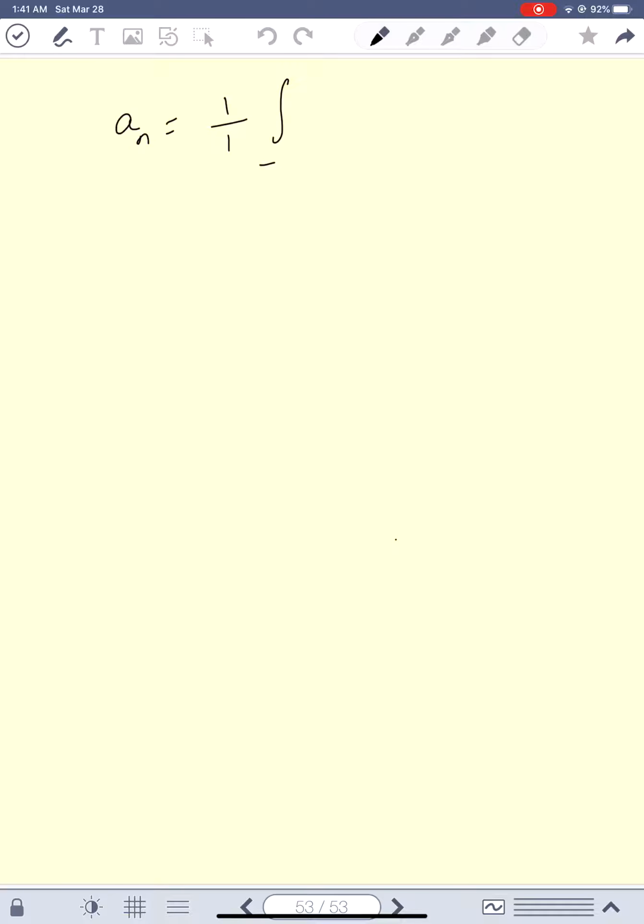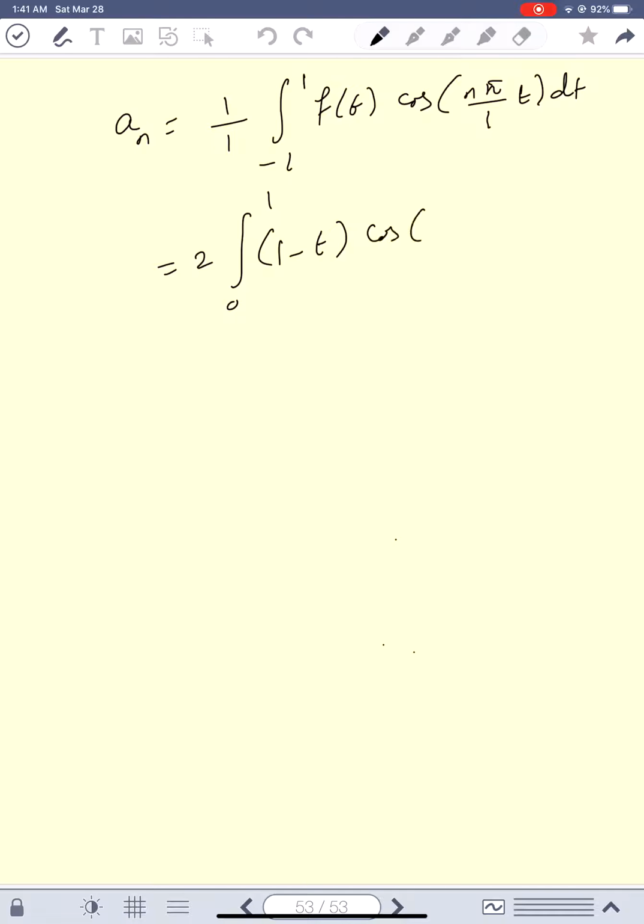It was from negative pi to pi. Now it's from negative 1 to 1. The integral of f(t) cosine(n pi over L t) dt, don't forget this. Again, because f is even and the cosine is even, their product is even, so you get 2 times the integral from 0 to 1. What is f of t? It's 1 minus t, times cosine(n pi t) dt.